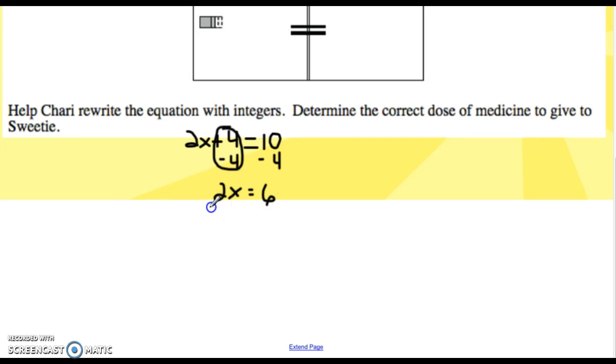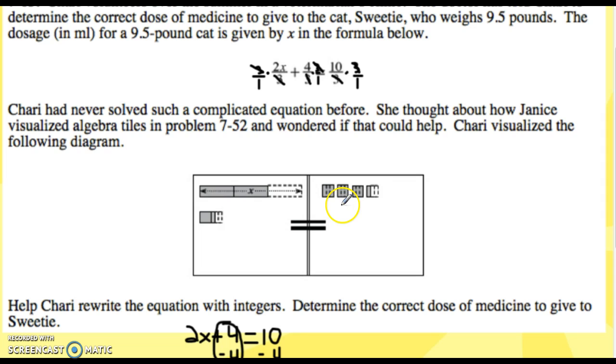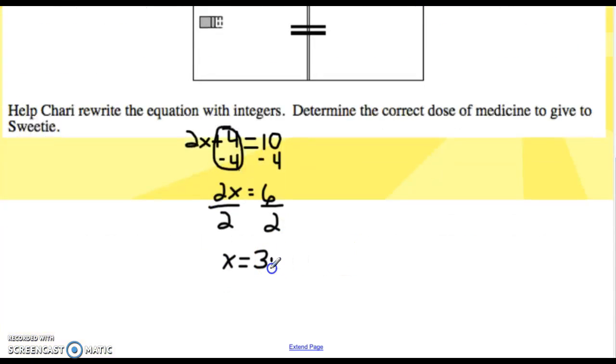And then to get rid of 2 times x, I'm going to divide by 2 so that I only have 1x left. 2 divided by 2 is 1. And then 6 divided by 2 equals 3. So the correct dosage to give to Sweetie is 3. And if you remember, they said it was in milliliters. So it'll be x equals 3 milliliters. Okay, pause the video if you need to finish writing that down. Otherwise, I'll move on to the next problem.